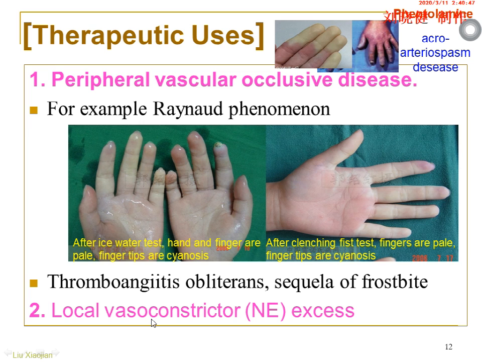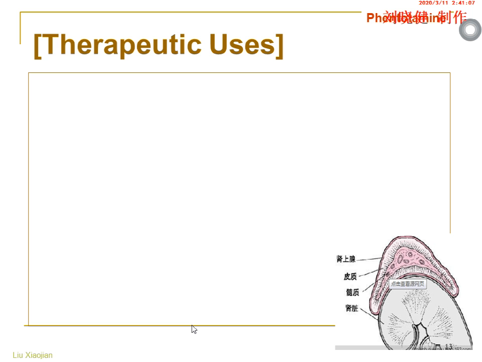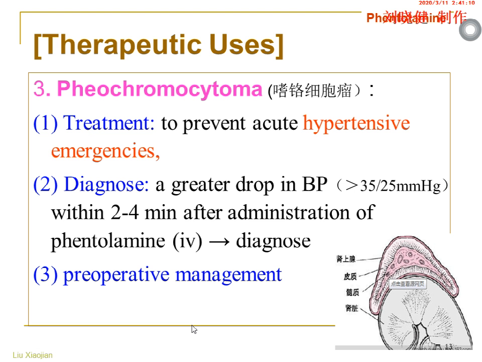So, phentolamine is an antagonist, and it is a competitive antagonist. It will compete with norepinephrine to bind to the alpha-1 receptor. So to correct this result, it is very helpful. Next one, phentolamine for pheochromocytoma. For this disease it is very useful. It can be used to treat and diagnose, and even for pre-operative management it is really helpful.